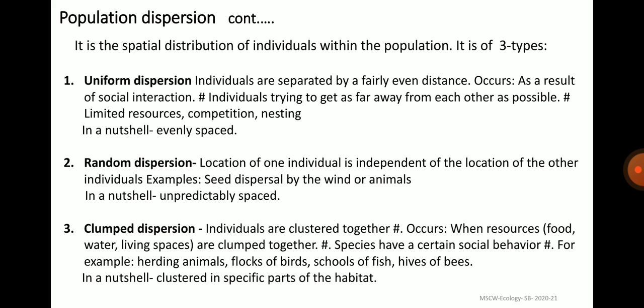So you can say here in this case the individuals of the population are unpredictably spaced. The third one is the clumped dispersion. Here the individuals are clustered together, and it occurs when resources like food, water, living spaces are clumped together and the species have a certain social behavior. For example, herding animals, flocks of birds, schools of fish, hives of bees, etc. So in a nutshell you can say the clumped dispersion pattern will be exhibited by individuals which are clustered in specific parts of the habitat.